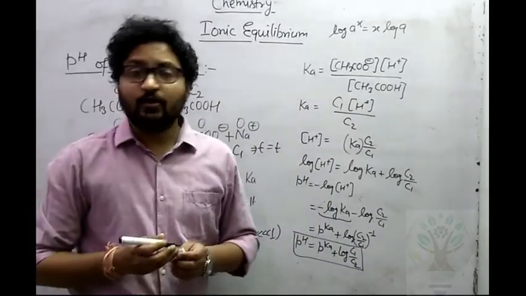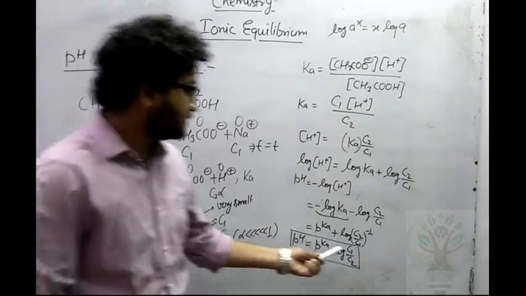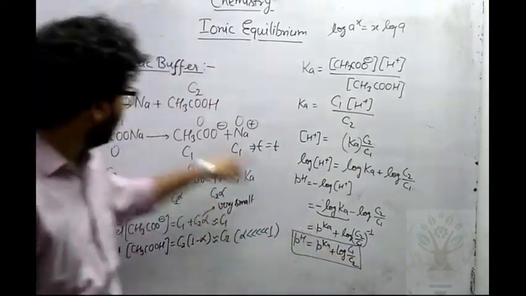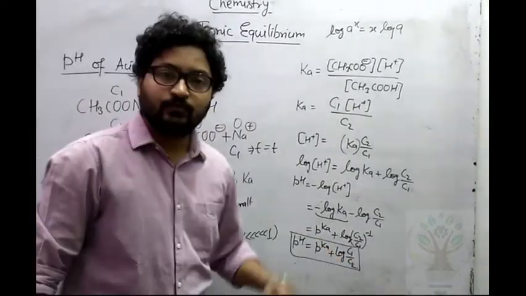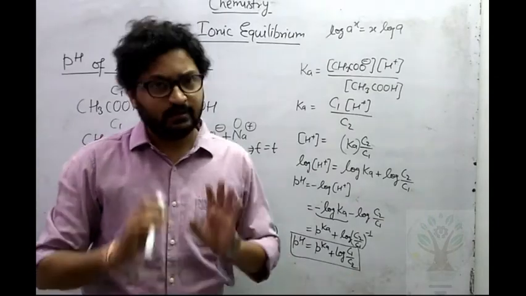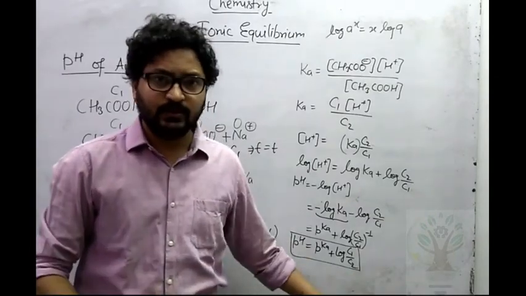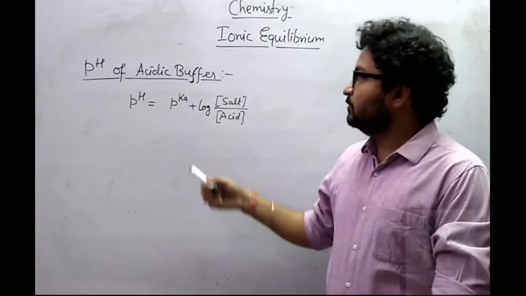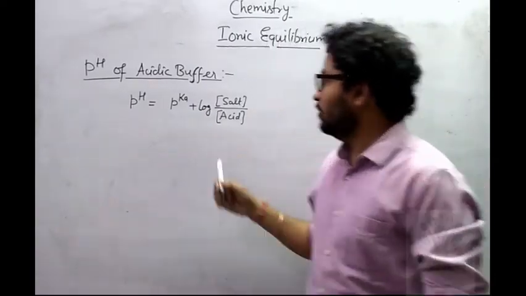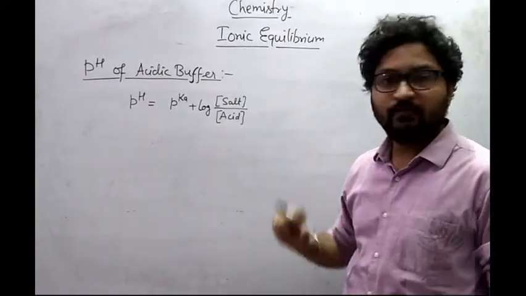Is this clear to us? Now what is this C1? C1 is the concentration of what? Salt. What is C2? C2 is the concentration of acid. This equation is clear to us? Good. Now we got this formula of pH: pH equals pKa plus log concentration of salt upon concentration of acid.